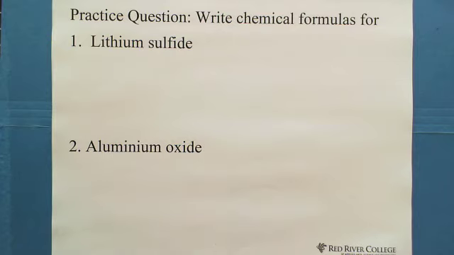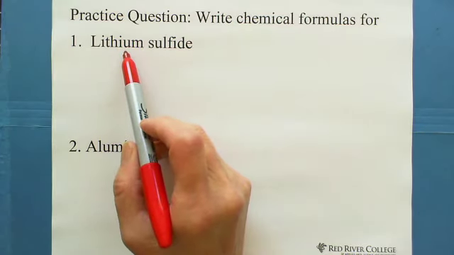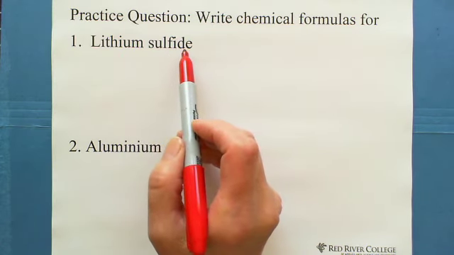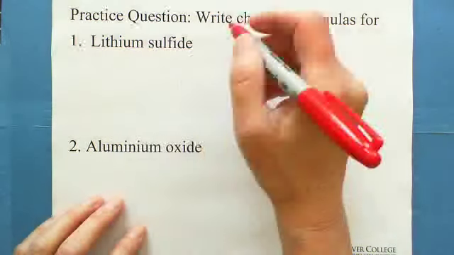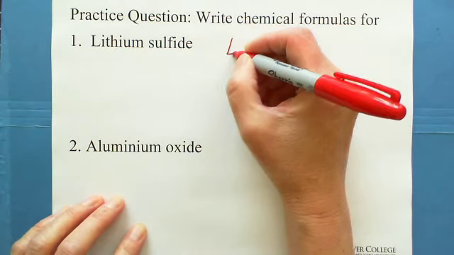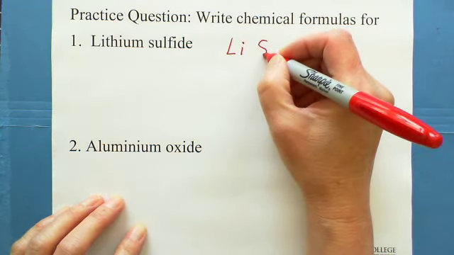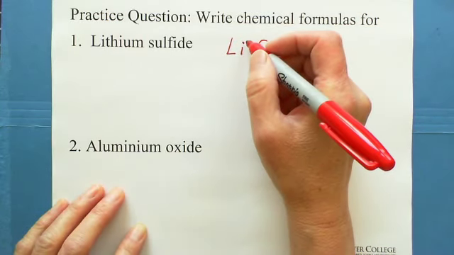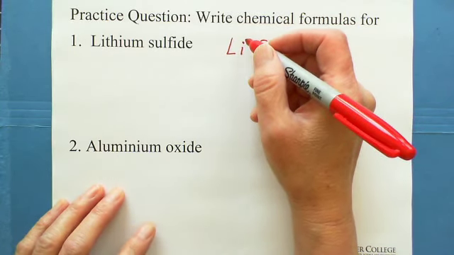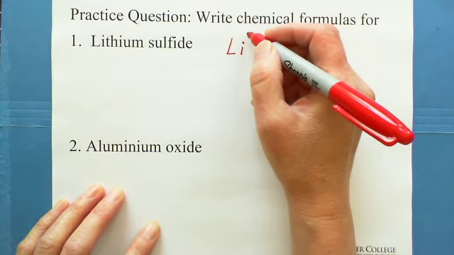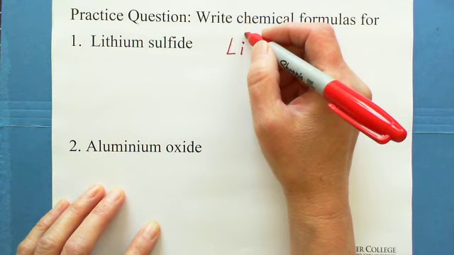So identify both. Lithium is a metal, sulfide is a non-metal. So we write lithium as Li, sulfide as S. And the second step, label the charges. From the periodic table of ions, you can find lithium is in the first group. Lithium is an alkali metal, which is a very strong metal. The first group is +1.